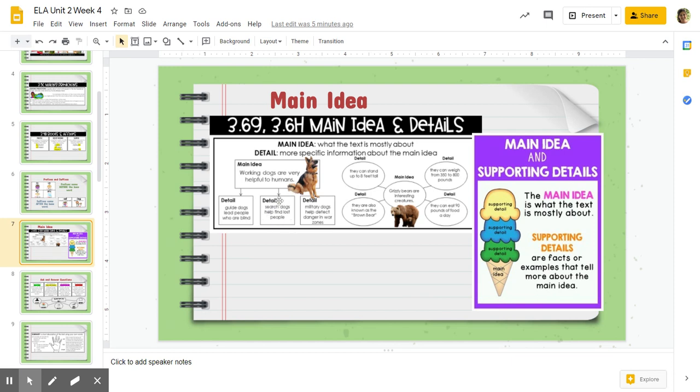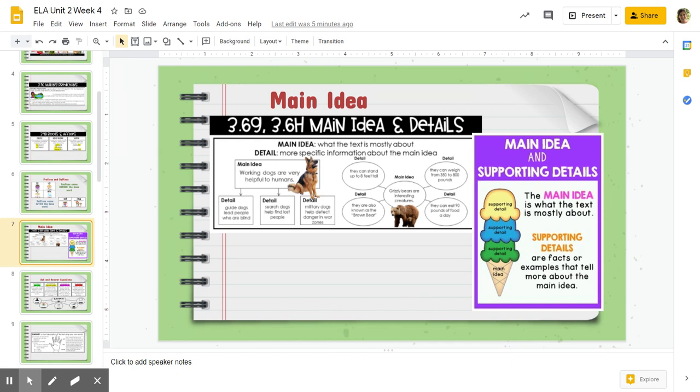Then we have search dogs help find lost people. That is a way that they help humans. So that follows along with my main idea. And the last one is military dogs help detect danger in war zones. Again, that is something that is helpful to humans.